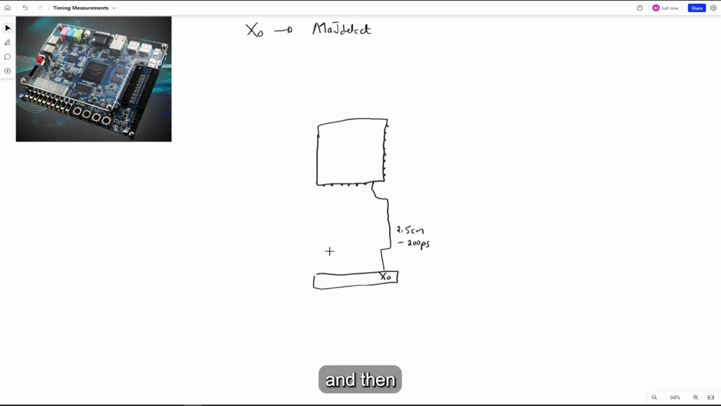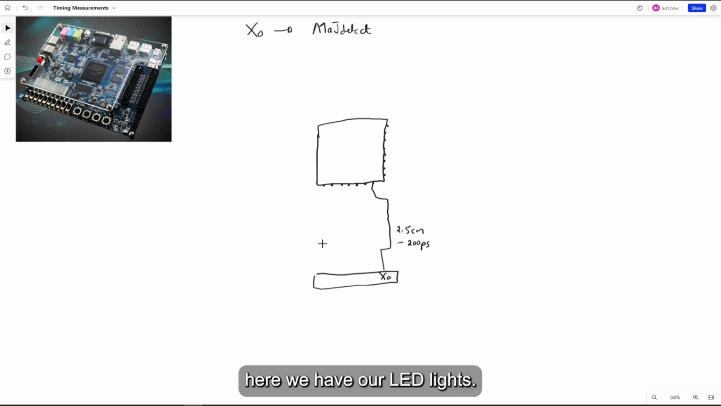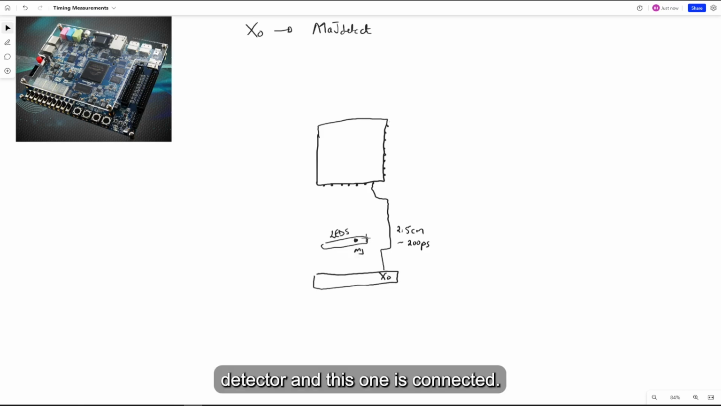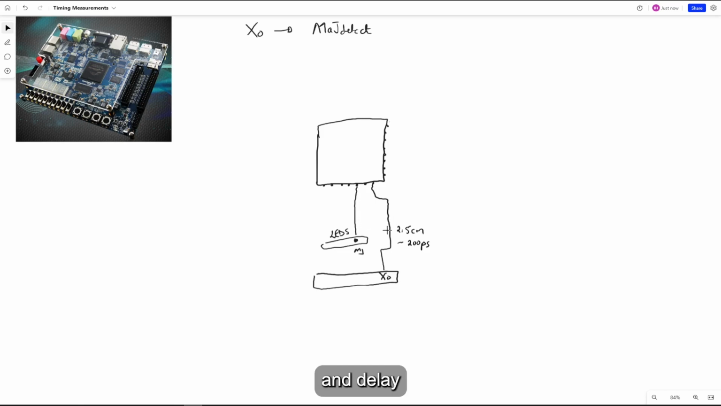And then here we have our LED lights. Let's see, we have a majority detector, and this one is connected, for example, to this pin here, and it has its own traces and delay.